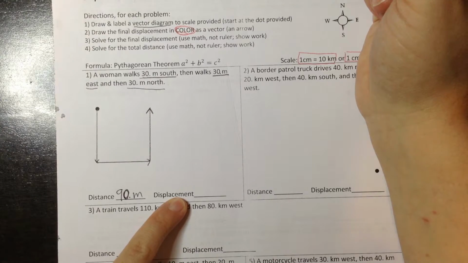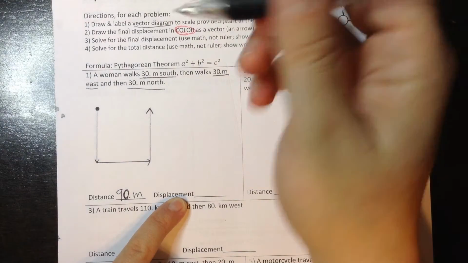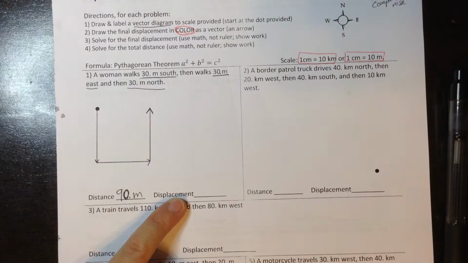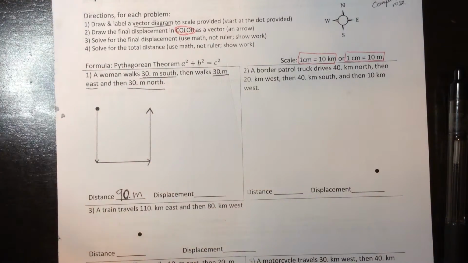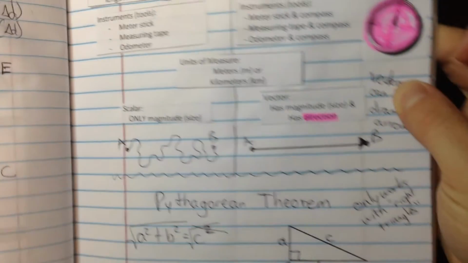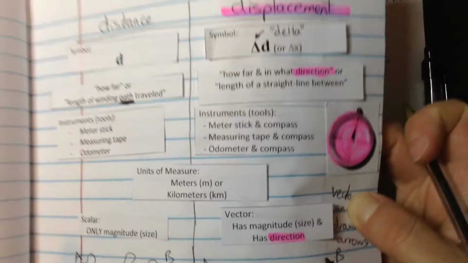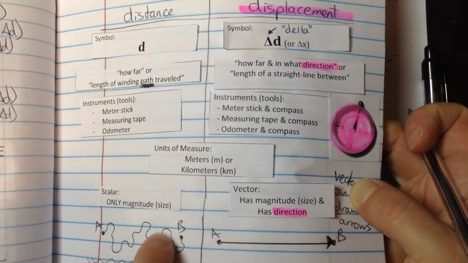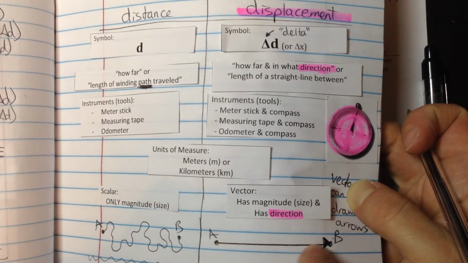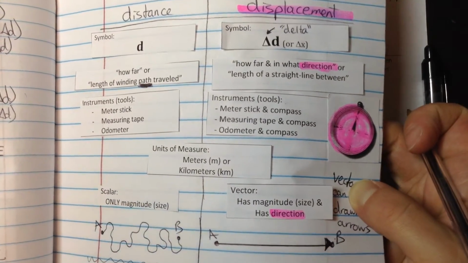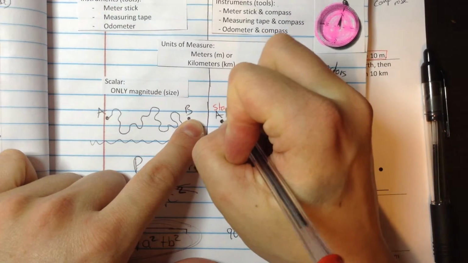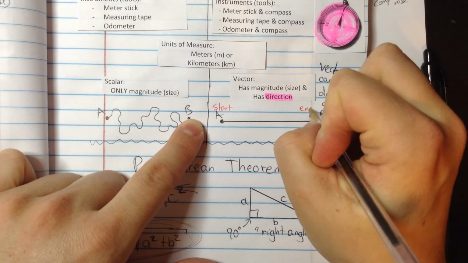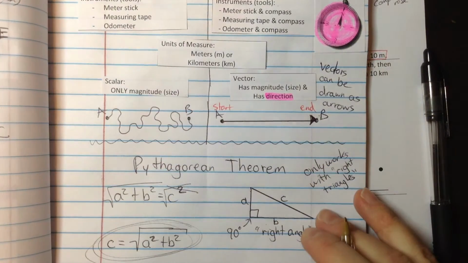Now the displacement. Displacement is a straight line from start to end. If you look back at your journal entry on distance and displacement, the distance is the winding path traveled. Displacement is a straight line from start to end. If you want, you can even put that in here: from start to end, a straight line.